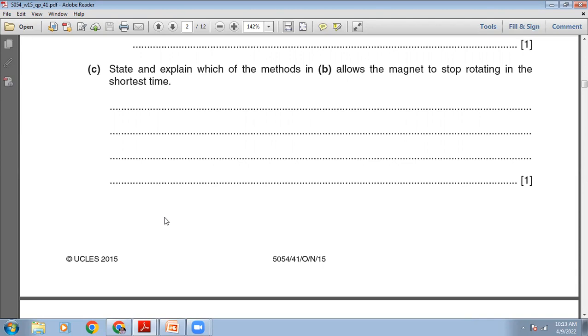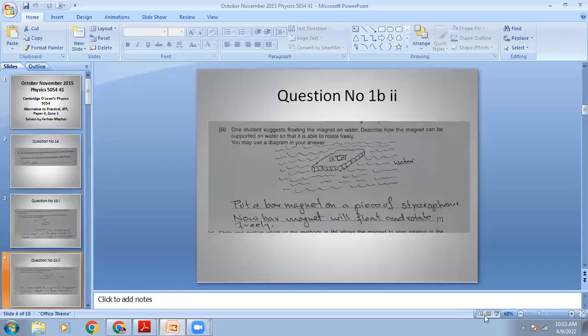So due to the larger water friction, the drag of the water, we expect that the styrofoam floating in the water will stop rotating first as compared to the bar magnet which is rotating in the air, because the friction of the water, or the drag of the water, is more than the drag of the air, or the friction of the air. So this is what we think.